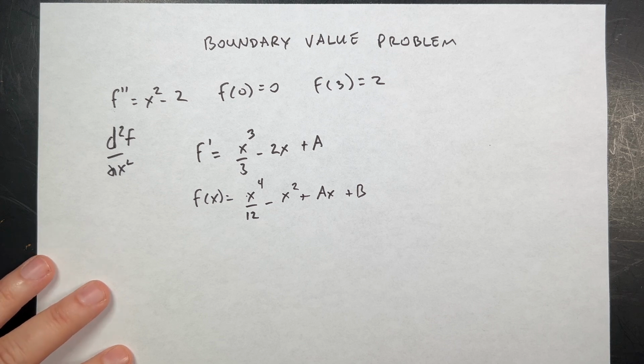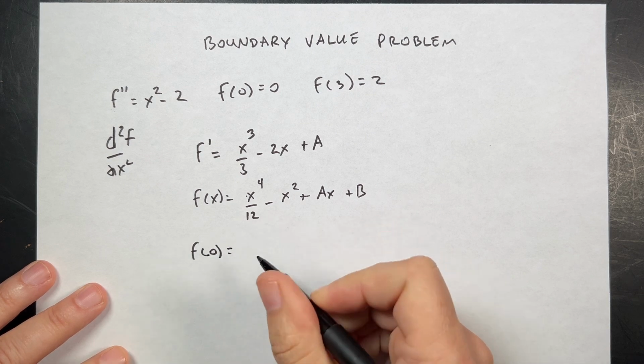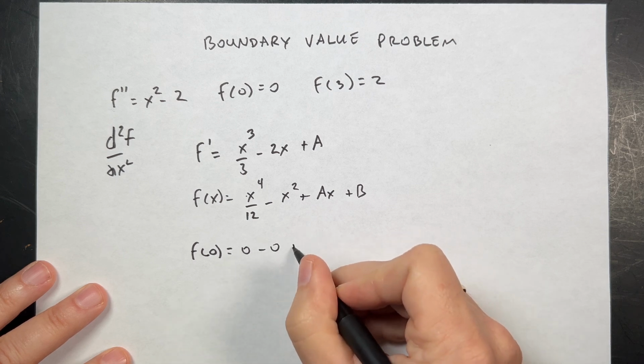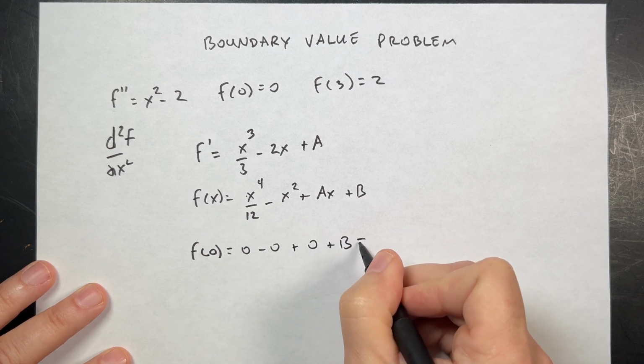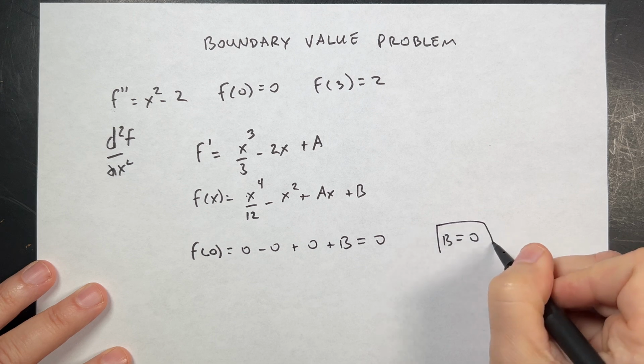Now we just need to apply our boundary values. So f of 0 is going to be equal to 0 minus 0 plus b equals 0. So b equals 0.